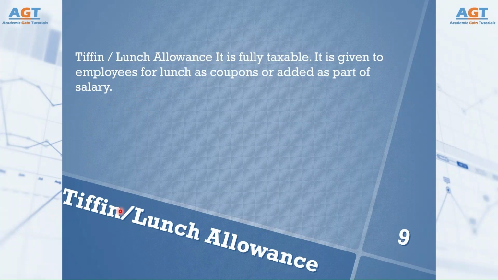Number 9. Tiffin/lunch allowance. This allowance is provided for employees' meals during working hours. It is fully taxable. It may be given as cash, coupons, or as part of the salary package.